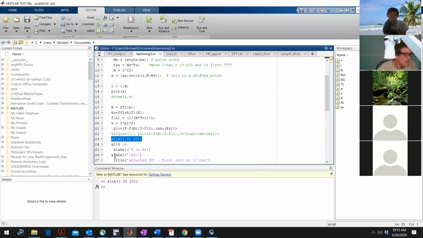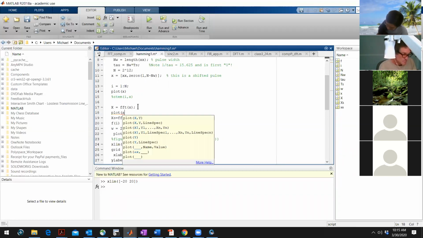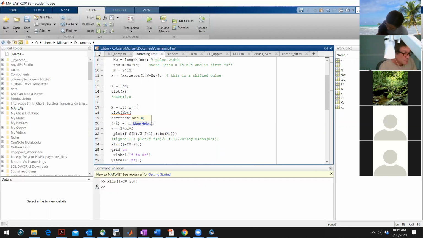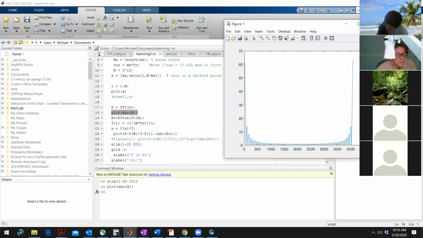If you look at a raw FFT, if we just plot, not the value of this, but if I just plot the FFT right here, right below there. It's got to be the absolute value, by the way. You can plot the phase too if you want. I'll just call it X. That's an FFT. Now, what do you see?